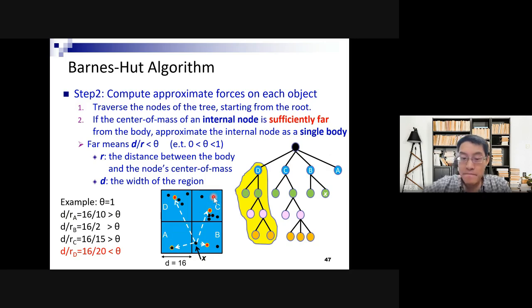And in this case, you can see the items in D are very close to each other, and all of them are far away from X. So let's just say it satisfies our theta constraint. That means our calculation can stop over here. This whole subtree, we don't need to further iterate. We can just treat it as a single object D over here.